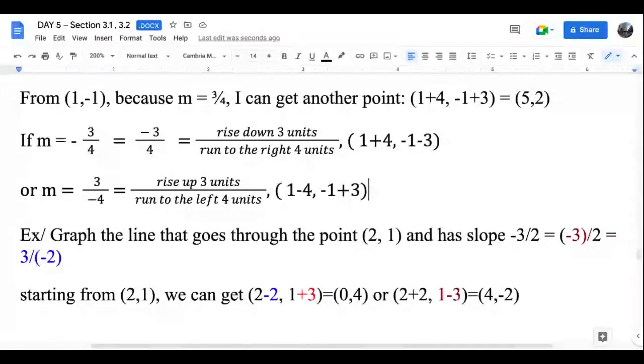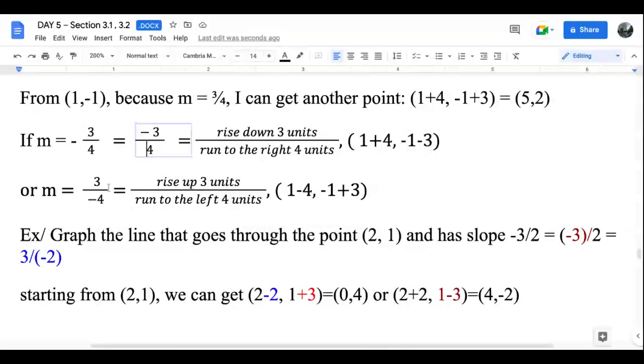Any questions? So when there is a negative sign in front of a fraction, we have a choice. We can put the negative sign with the numerator, or we can put the negative sign with the denominator.